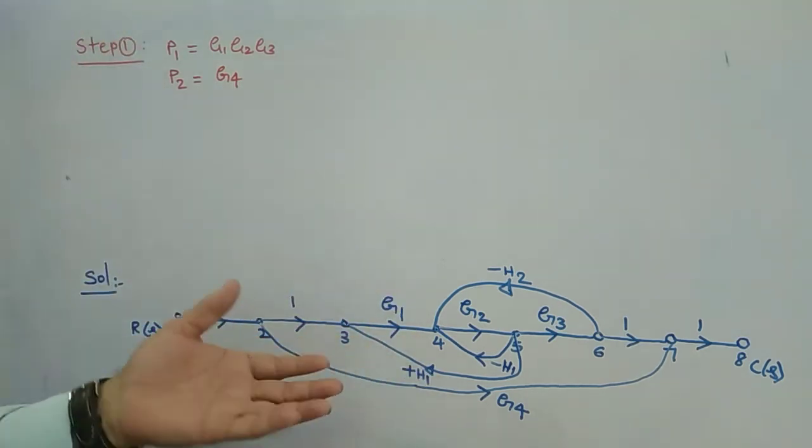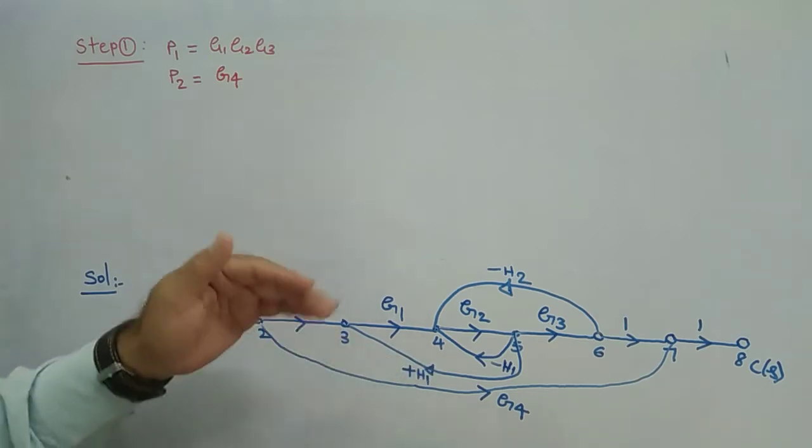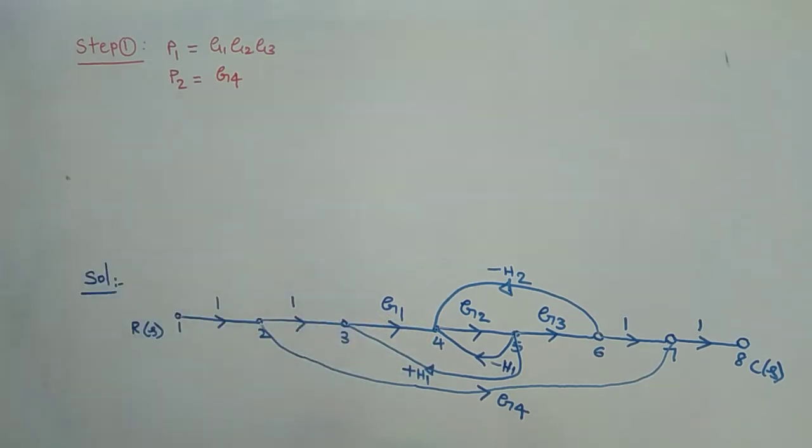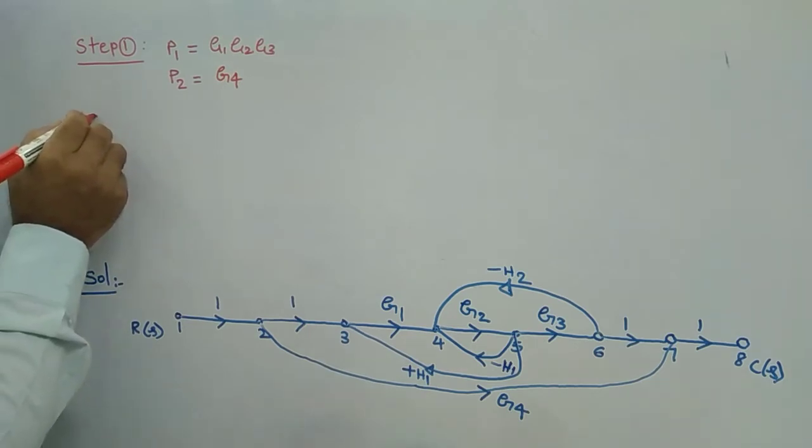That's all. These are the two forward paths available in this. Other than these two, is there any forward path? Forward path means in that path you must have forward direction only. You should not have the reverse direction. Therefore, only two paths are available in this signal flow graph as far as this problem is concerned. This completes your step number 1. Now, come to step number 2.